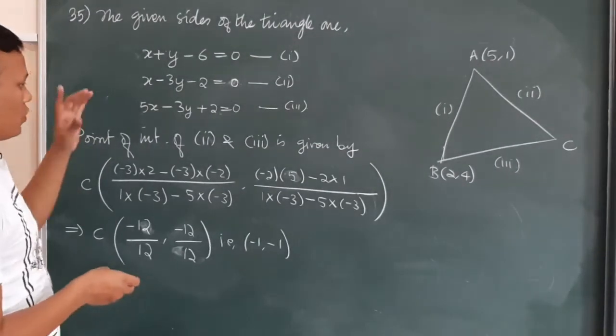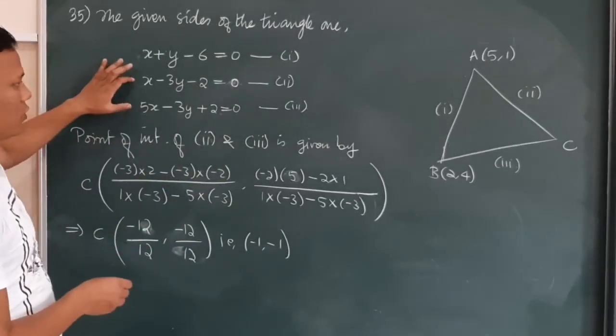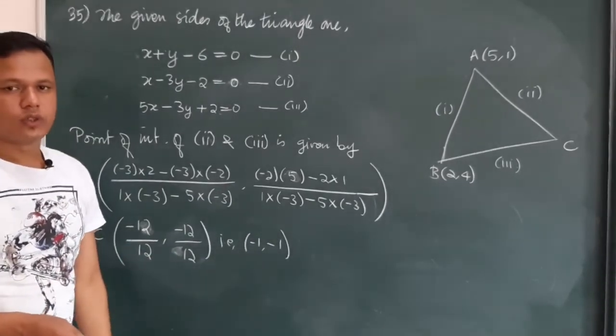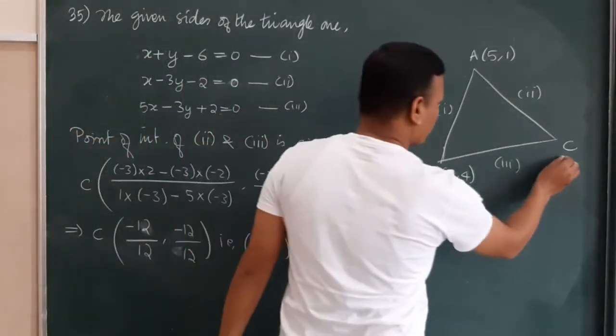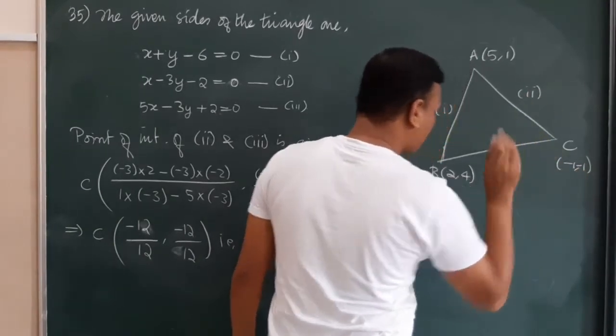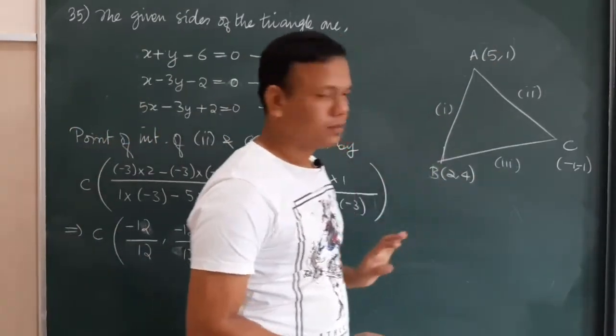Okay, so the point of intersection of 2 and 3, in the similar way. So you have to use 2 and 3, find it. So it turns out to be minus 1 comma 1. So this is my minus 1 comma 1. So minus 1 comma minus 1. So we have found all the vertices of this particular triangle.